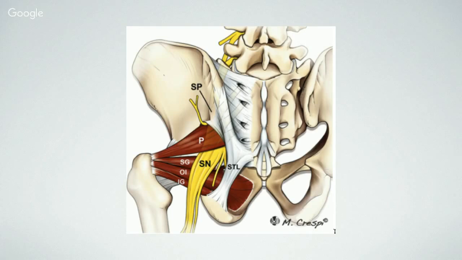Just below the piriformis, in the infrapiriform space, there are a number of vessels and nerves. Most importantly, the sciatic nerve, the pudendal nerve, and the inferior gluteal artery and nerve, along with nerves to the obturator internus, the gemelli, and the quadratus femoris. The lesser sciatic foramen really just contains the obturator internus.